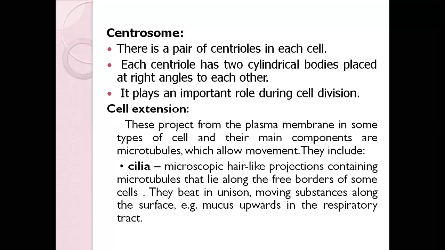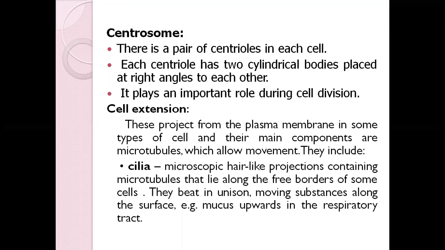So the next is the cell extension. These project from the plasma membrane in some types of cells, and their main components are the microtubules, which allow movement. Within the cell extensions, we have different types. The first is the cilia. When do we call something a cilia? It has a hair-like projection. If you view it under a microscope, you will see hair-like projections, and it contains microtubules. Like I said, the microtubules help in movement.